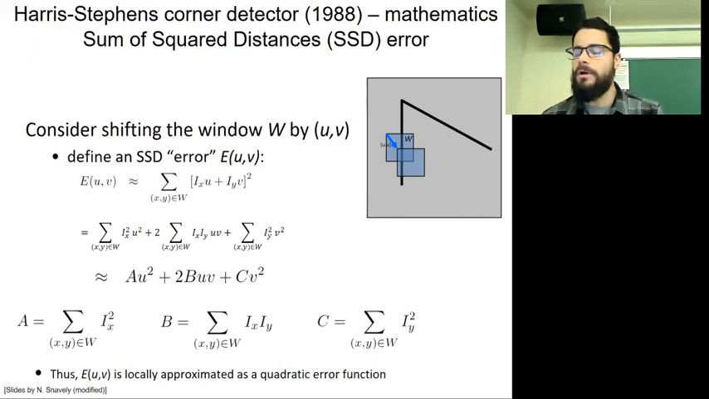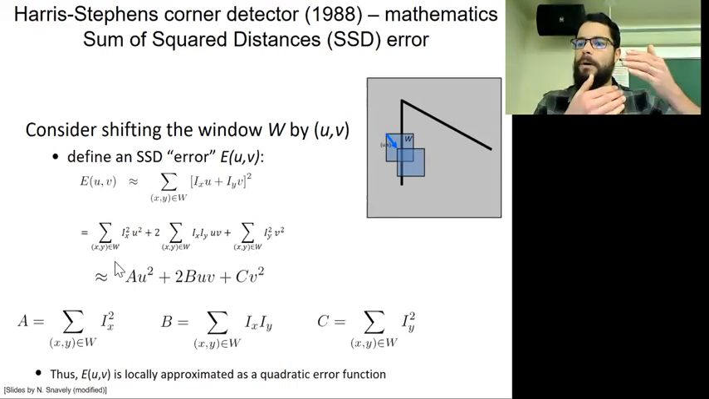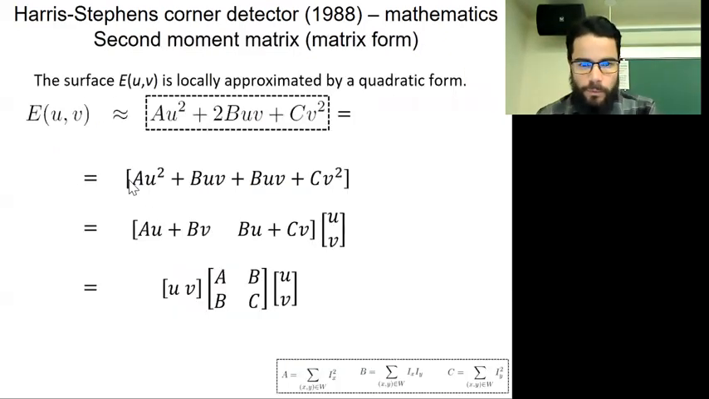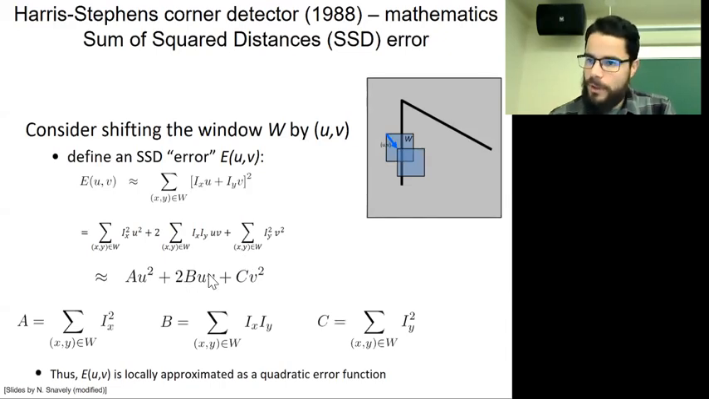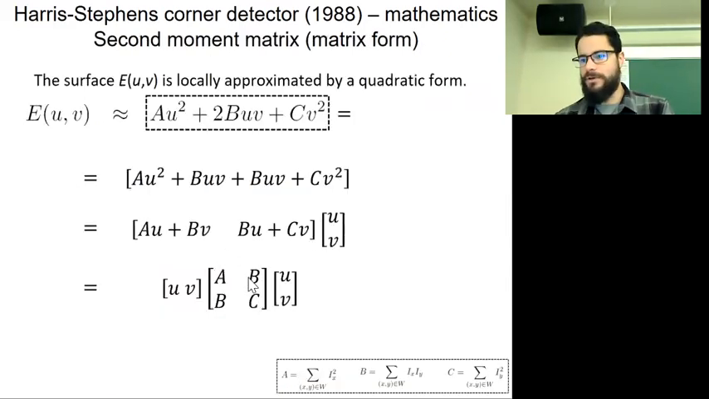Therefore, your sum of square distances error is locally approximated as a quadratic error function. So as a quadratic function like this one, okay? And then when you're studying the Harris corner detector, you see that they now go from this representation to a matrix form. So this is what this slide is all about. So usually they show the quadratic approximation of this error and then the matrix form.